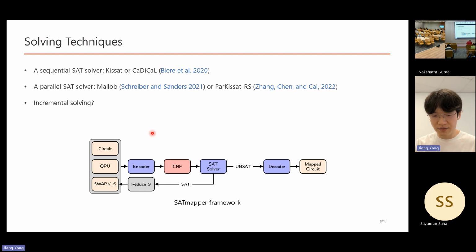And after that, we further ask the question, can we benefit from incremental solving as well? So the answer is yes. If we look at the framework, we find that only the at most k cardinality constraint on the swap count varies over the iterations. So probably we can benefit from incremental solving, where a series of similar input formulas are given. But before that, let me first introduce an incremental encoding for this cardinality constraint, which is called totalizer encoding.